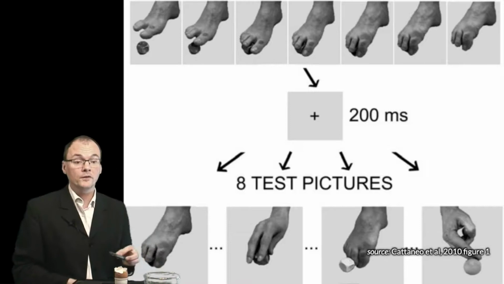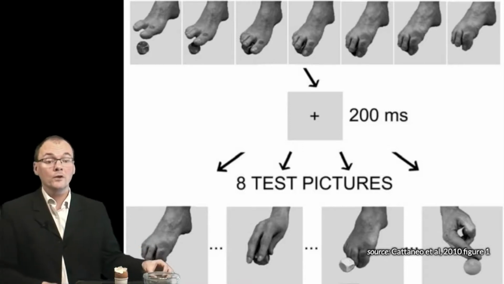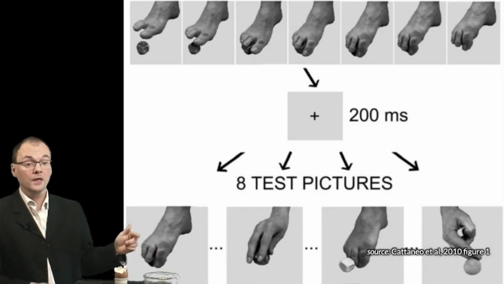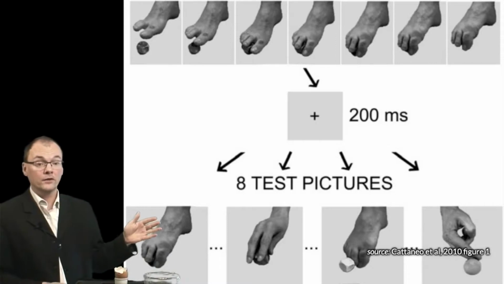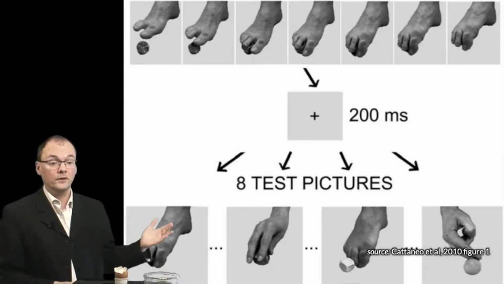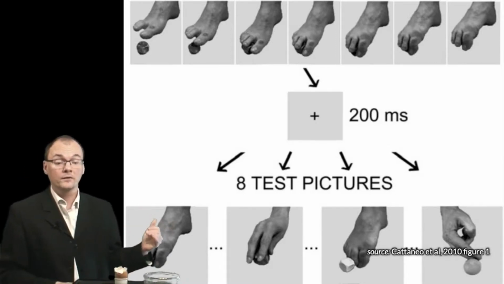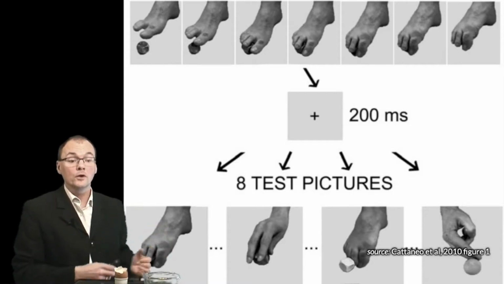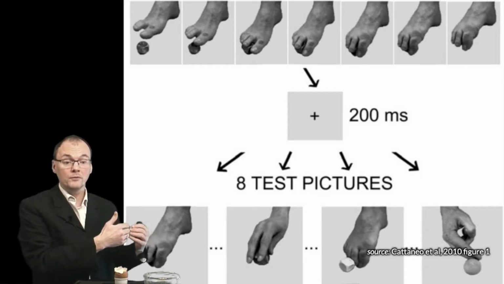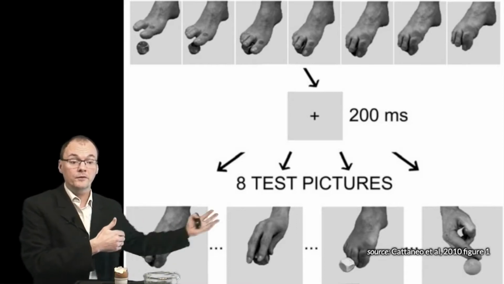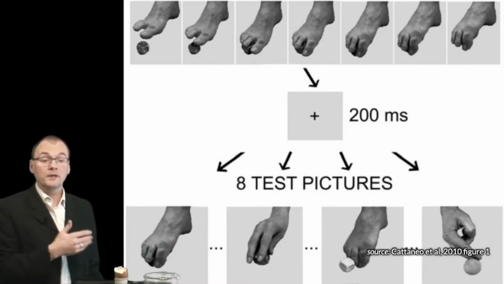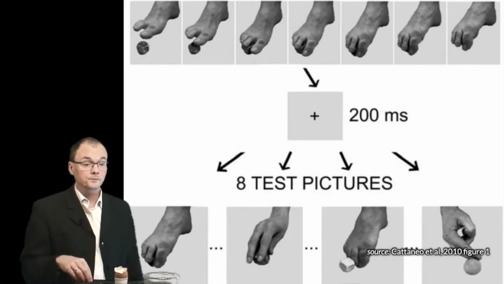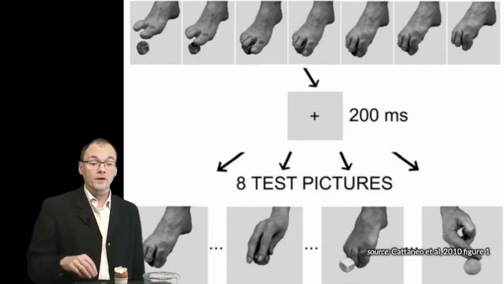And their hypothesis was that when you keep the goal constant, it won't matter that you change the effector. Subjects will be just as fast or slow to identify the object. But when you change the goal, even if you keep the effector the same, so foot versus foot here, you will get a big difference. That will make a difference. And using a very clever TMS study, that is exactly what they found.